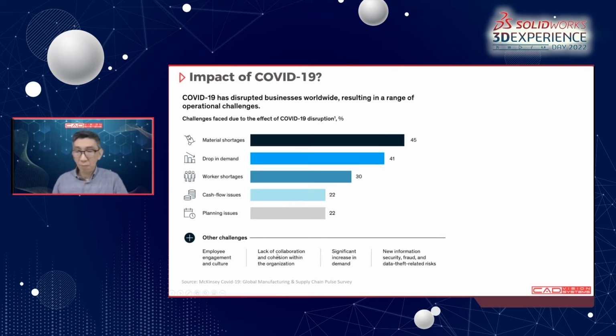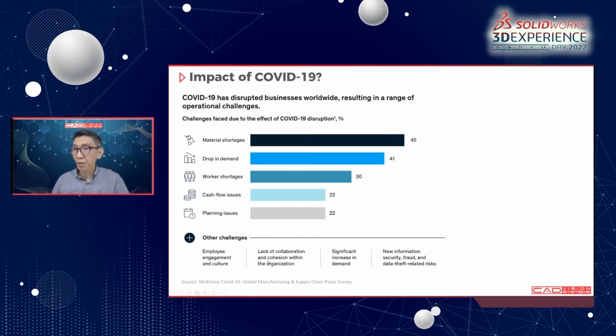So if I may, I'd like to point your attention to a few of these root causes, which I will be addressing further down, on why it is relevant to our topic today about Industry 4.0 adoption and where we fit in for CADVision, right? So if you can see here, lack of collaboration and cohesion within the organization. This is one of the fundamental challenges, right? There's obviously an increase in demand and all that, or drop in demand, as you can see at the top. But again, another thing here is employee engagement and culture.